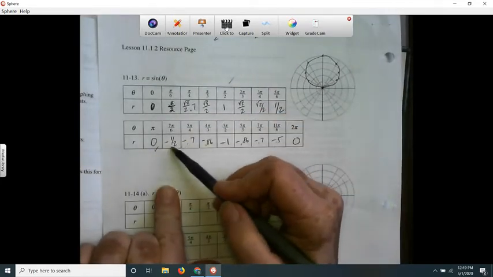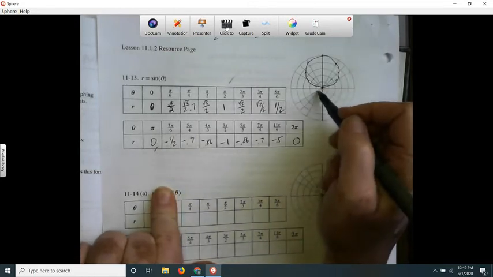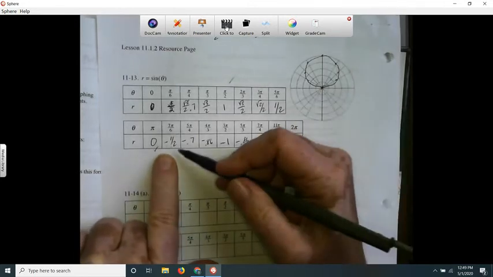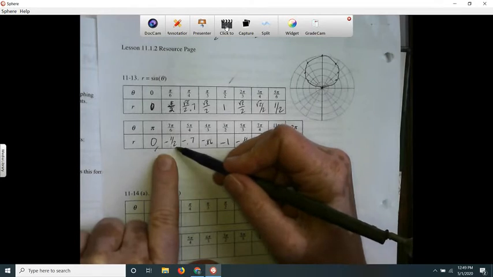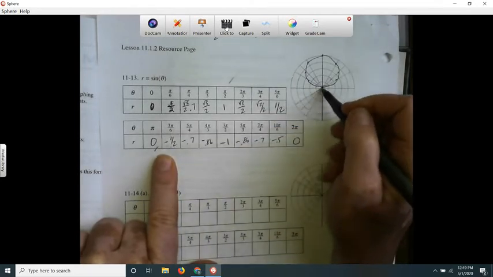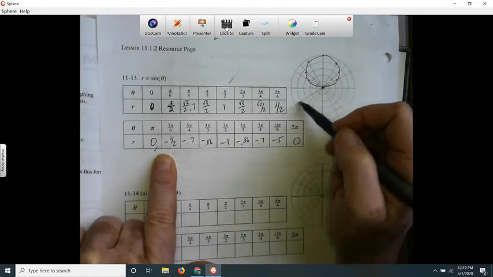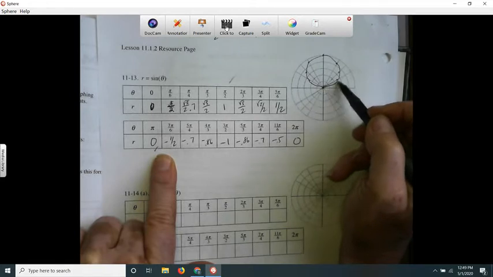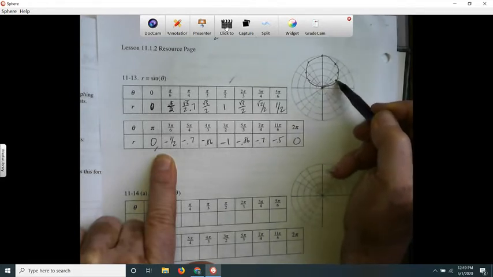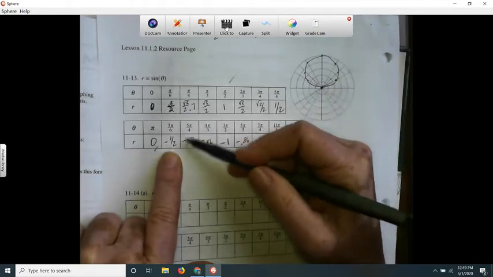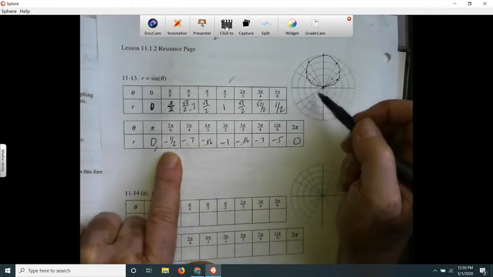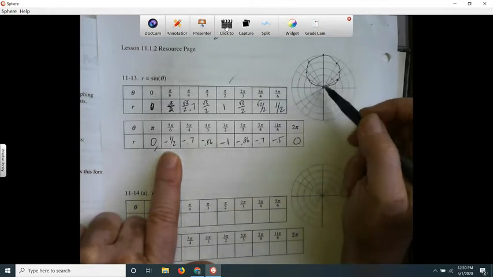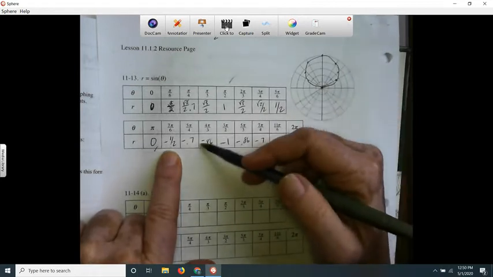So at 7 pi over 6, which is this angle, I have to go a radius of negative 0.5. So I'm on this angle, and I have to follow it across the origin to negative 0.5. Well, that just lands back on that dot that I already had right there. That's 0.5. So when you have a negative radius, it's reflecting about the origin. It makes you reflect it to the other side of the origin.